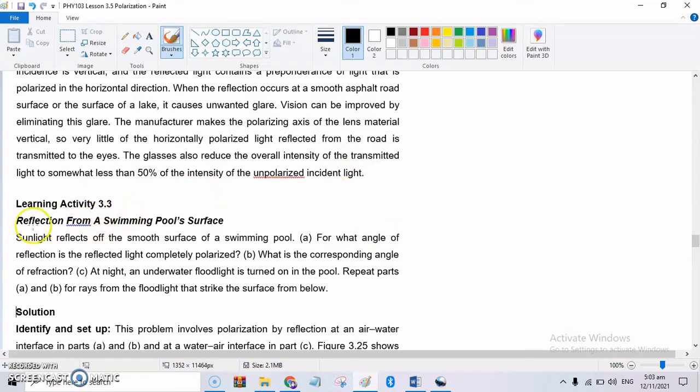Learning activity 3.3, reflection from a swimming pool's surface. Sunlight reflects off the smooth surface of a swimming pool. For what angle of reflection is the reflected light completely polarized? What is the corresponding angle of refraction? And at night, an underwater floodlight is turned on in the pool. Repeat parts A and B for rays from the floodlight that strike the surface from below.